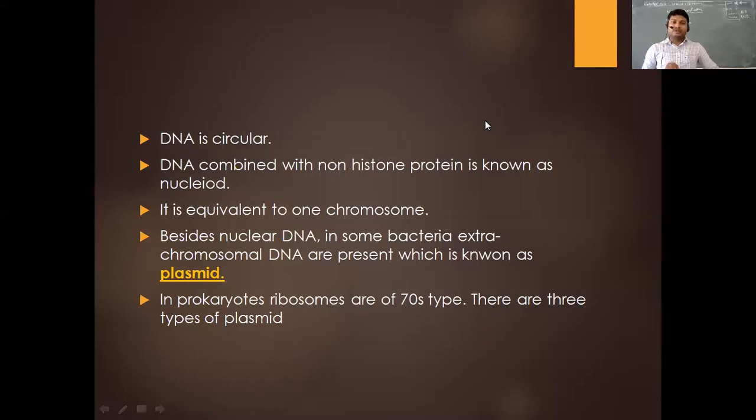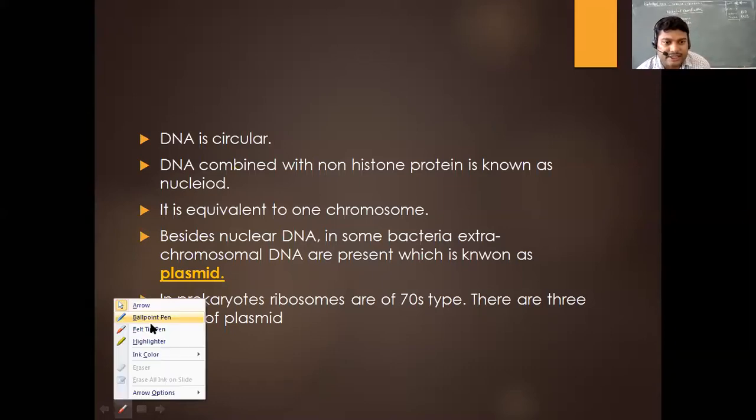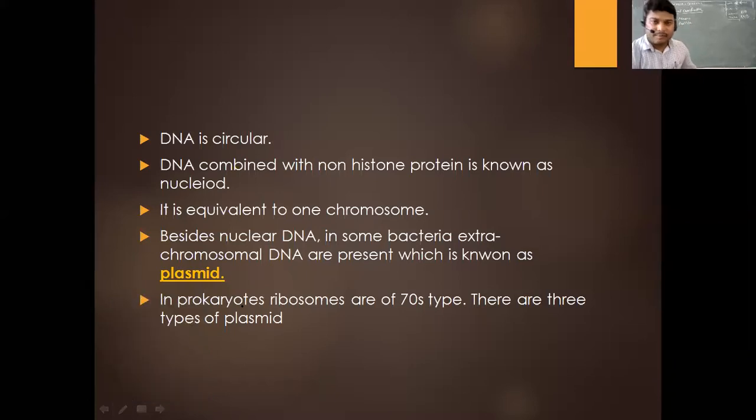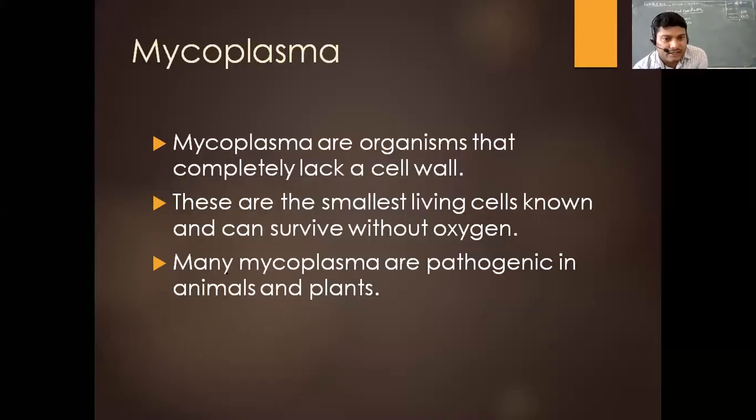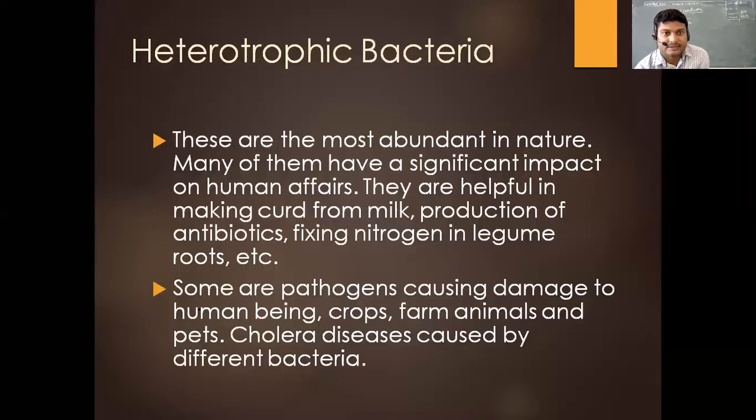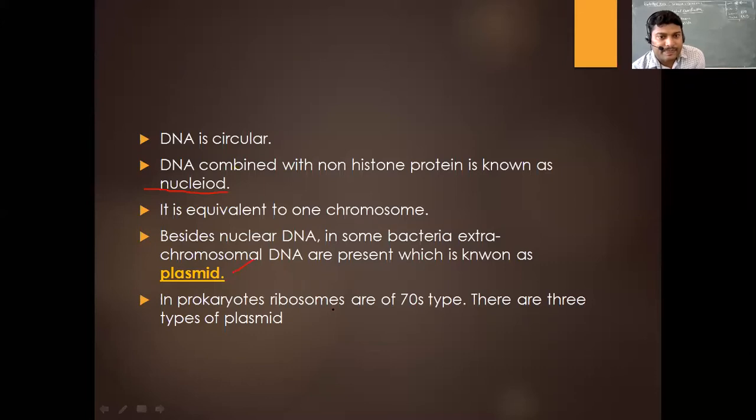So DNA here is going to be typically circular, right? The plasmid DNA, and the regular DNA, the chromosomal DNA, is going to combine with certain protein called the non-histone protein. And this non-histone protein is going to be positively charged. The DNA is going to be negatively charged, remember, because of the phosphate group in the DNA, and the protein is positively charged, and together they're going to be present in the nucleoid region, right? So beside the regular nuclear DNA, some of the bacteria have an additional chromosome, and that is called the plasmid DNA.